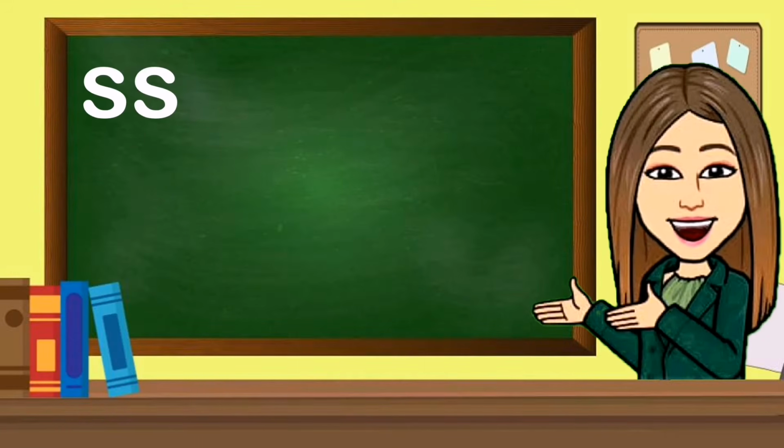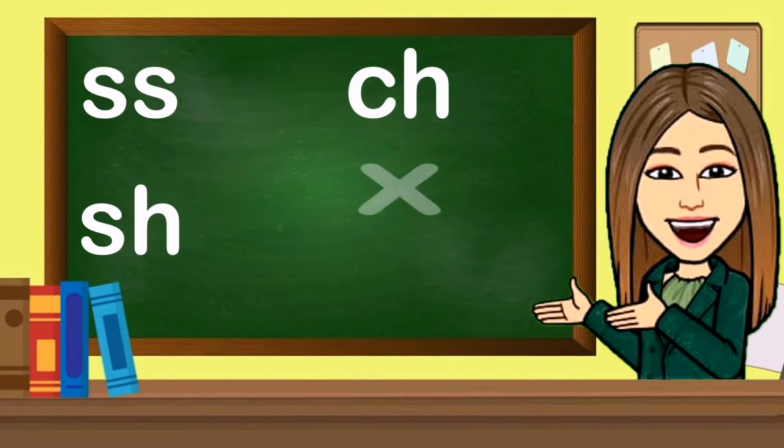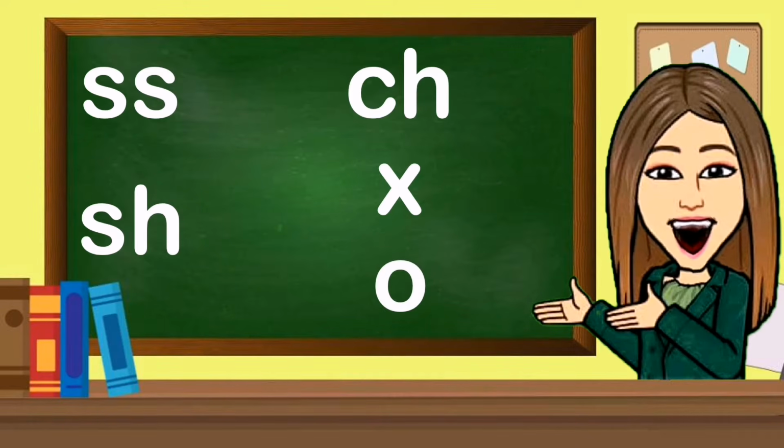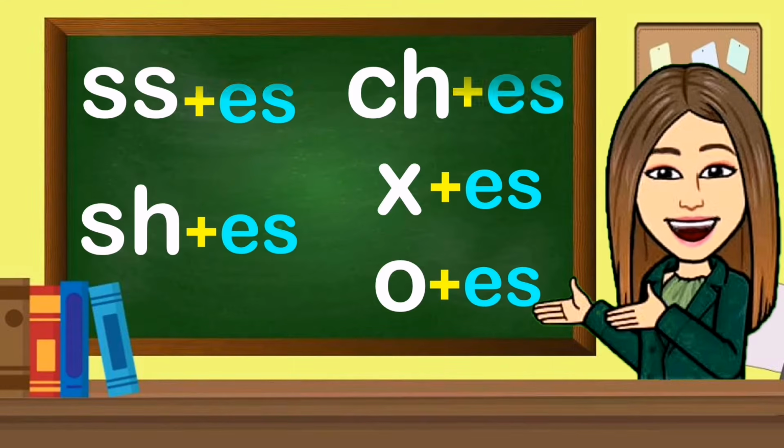For verbs ending in SS, SH, CH, X, and O, the verbs form their simple present tense by adding es sa dulo. So, yun yung rules sa simple present tense of verb. Ang mga salitang nagtatapos sa ss, sh, ch, x, and o ay dinadagdagan ng es sa dulo o sa base form nila to form simple present tense. And if the subject is singular, or kapag isa lang ang gumagawa o gumaganap ng salitang kilos or yung verb, ang salitang kilos sa pangungusap dapat may es sa dulo.